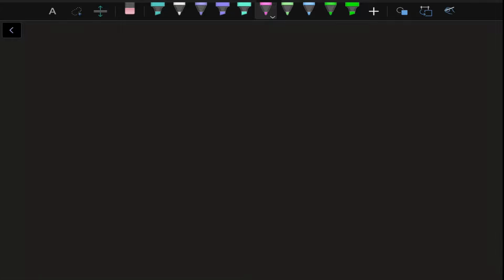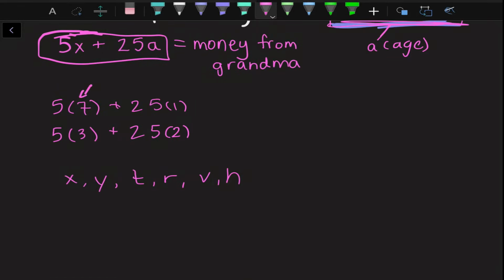The common letters that we use for variables, I used a couple above: X, Y is another common one, T, R, V, and H. I also used A above. You can basically use whatever variable you would like, as long as it makes sense. We call these letters variables because they can have different values. Like I showed you above, our X could be 3 or it could be 7, so that makes it a variable. Same with our A: 1 or 2, it's changing, so it's a variable.